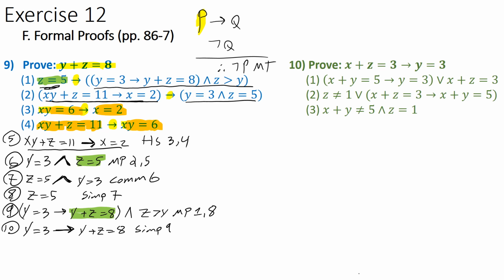The antecedent y is equal to 3 appears here, line 6, and it's in a conjunction, so for 11, we can simplify to get y is equal to 3 by the simplification of 6. And then for 12, it does follow, therefore, y plus z is equal to 8 by modus ponens with lines 10 and 11.